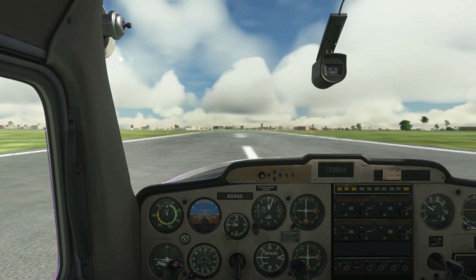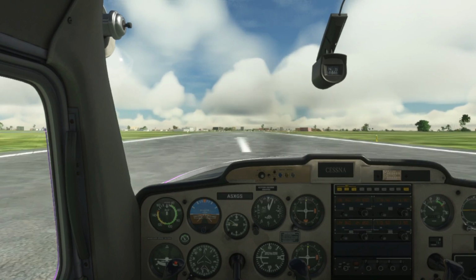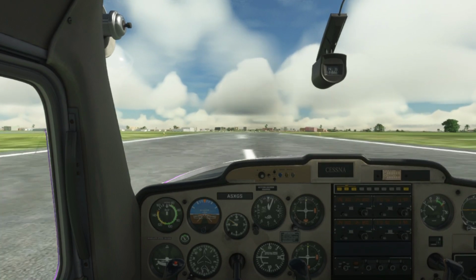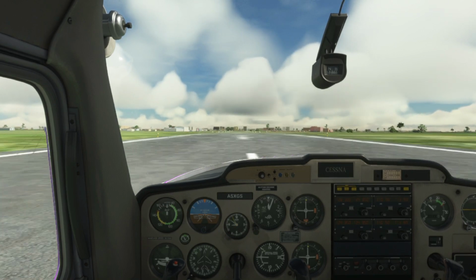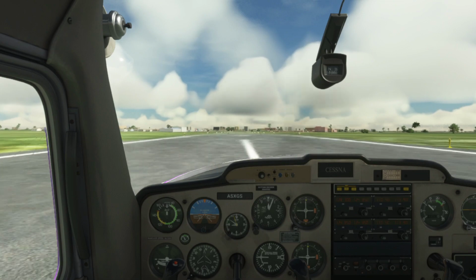I'm going to go towards the end of the runway near the towers and near the airport, and then stop the plane there and show you how to turn it off.